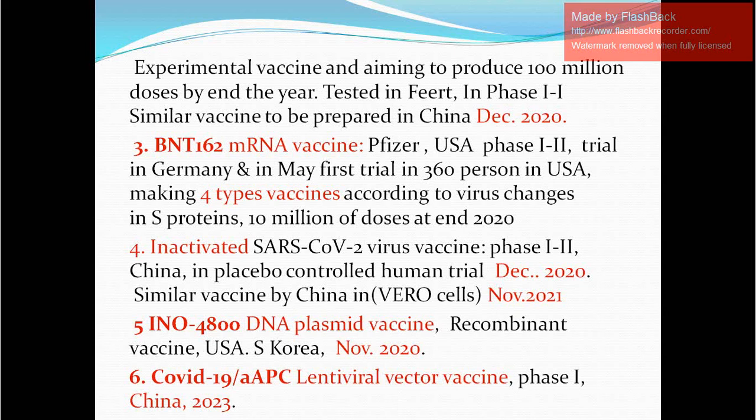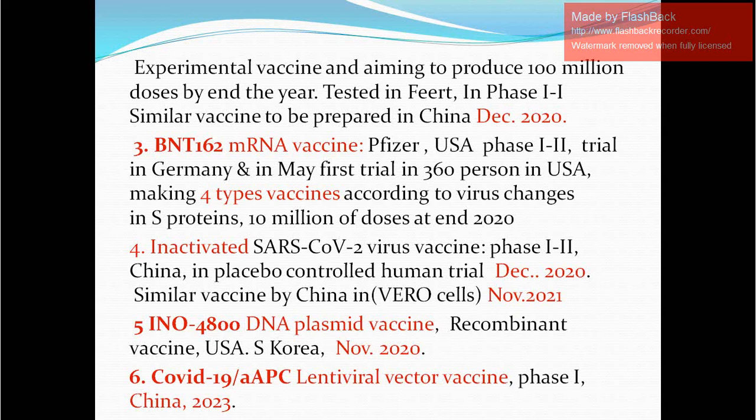The DNA plasmid vaccine is another recombinant vaccine. They put the gene in a plasmid, and then they get that plasmid with the gene into a bacteria, and the bacteria start to synthesize the proteins needed for the vaccine.